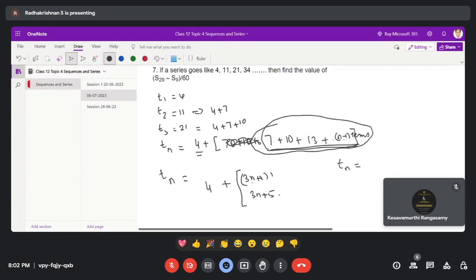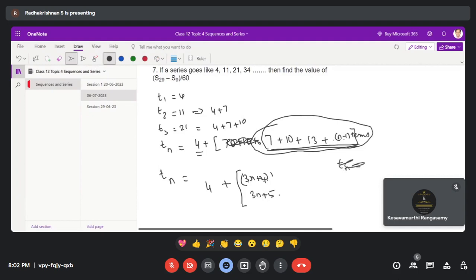T1 is, you can simply substitute and see, no? T1 is, okay, 3 into 1 plus 1. 3, no, it's not matching. 3 into n plus 4 it is, no? This series, you can see, 3 into 1 plus 4, then 3 into 2 plus 4, 3 into 3 plus 4. So Tn is 3n plus 4. Not 3n plus 1, not 5.